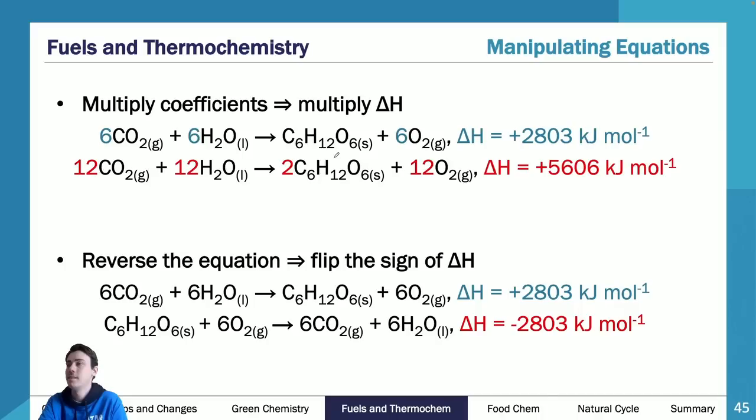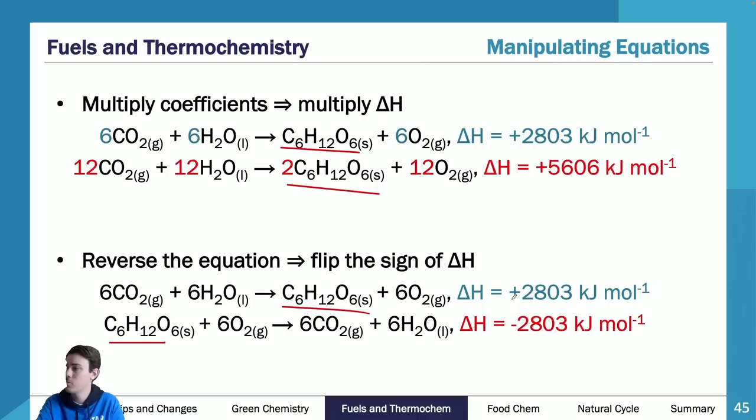If we want to reverse the equation, we have to flip the sign. So as you can see here, we have CO2 plus H2O goes to our glucose. So again, this is photosynthesis. Then we flipped it around. This time we're going through aerobic respiration. And therefore, because we flipped it, we flipped the sign. So that's how you go about that.